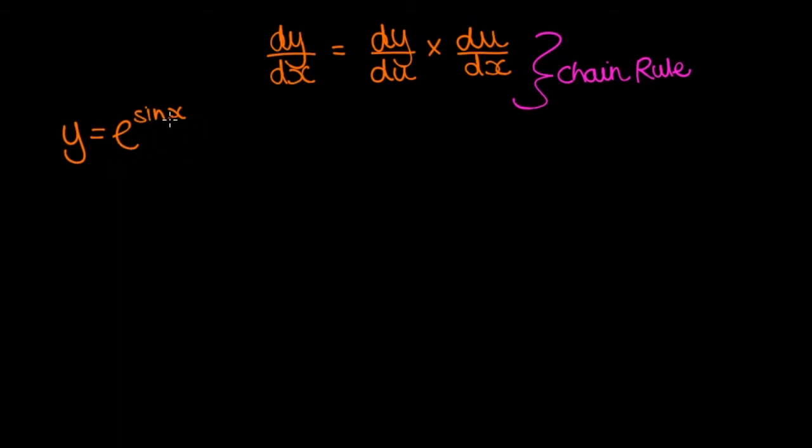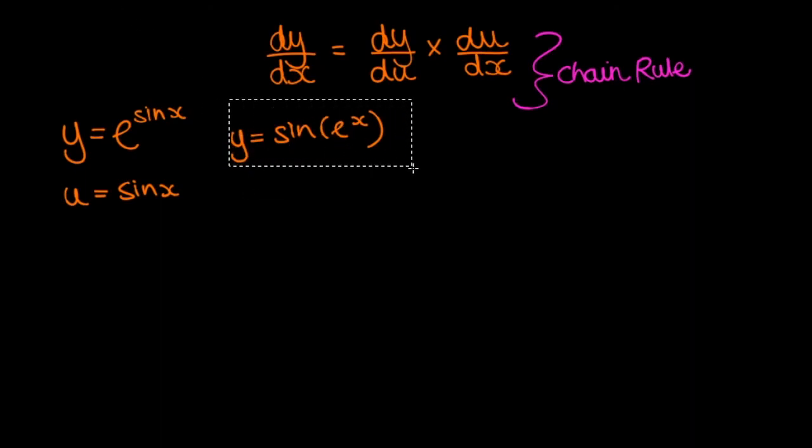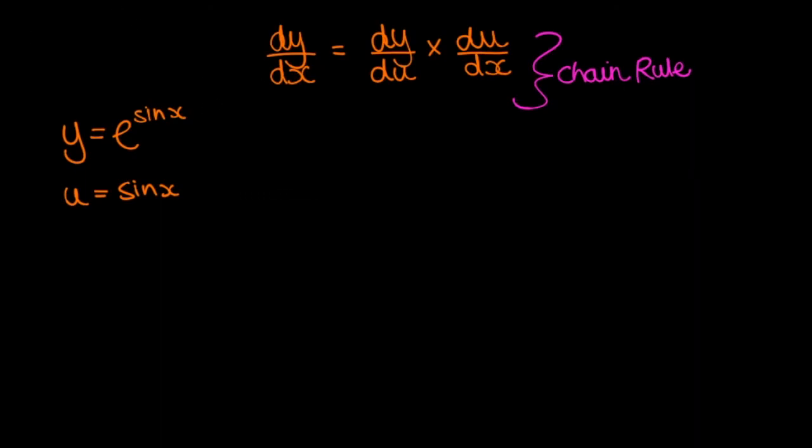And in this case, sine x is the inner function. So we can let u equal sine x. If it were the other way around, then we would have y equals sine of e to the x, and in that case, we would want to set u to be e to the x, but this is not the case. We have sine x as the inner function, and we have the exponential function as the outer function.